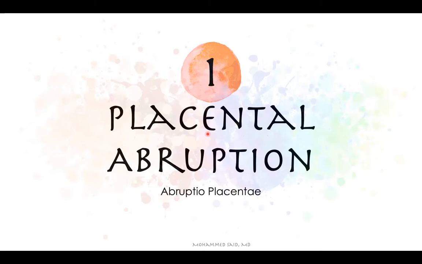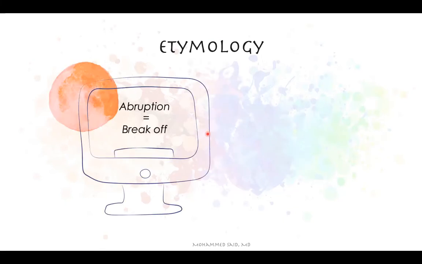So let's first talk about the abruption. First, what's meant by abruption? Where did this name come from? Abruption means break off. So it's like the placenta is breaking off.